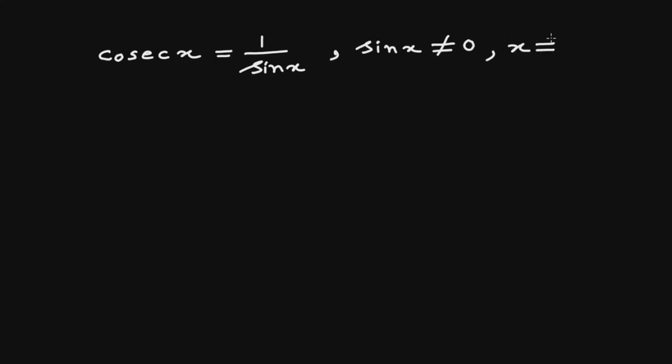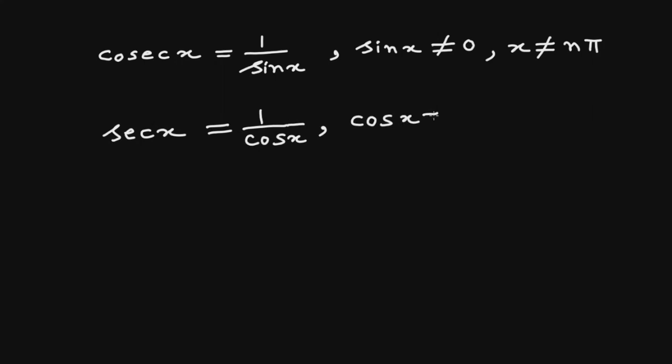We have cosec x equals 1 upon sin x, where sin x should not be equal to 0, which means x should not be an integral multiple of pi. Sec x is 1 upon cos x, where cos x should not be 0, for that x should not be an odd integral multiple (2n plus 1) of pi by 2.